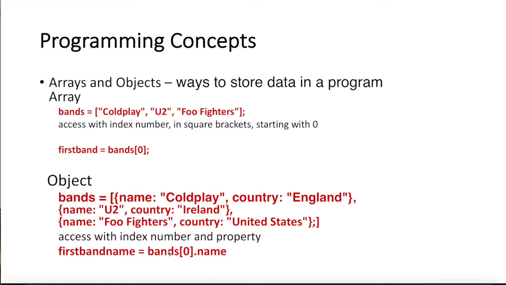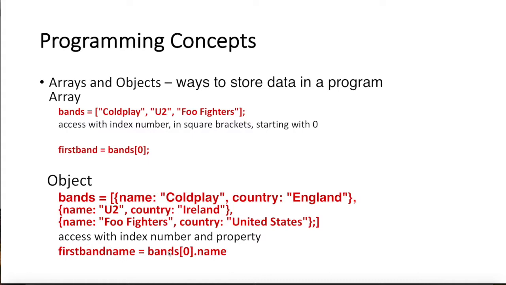So first band equals band 0. That's how I would access the first band in that array, and it would put it in the first band variable. And then an object is a little bit more of a complex way of storing information in a program.